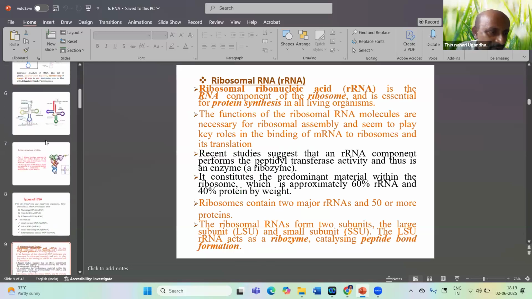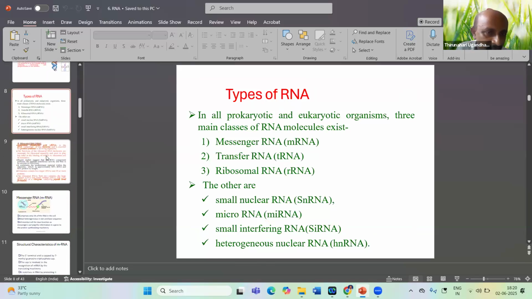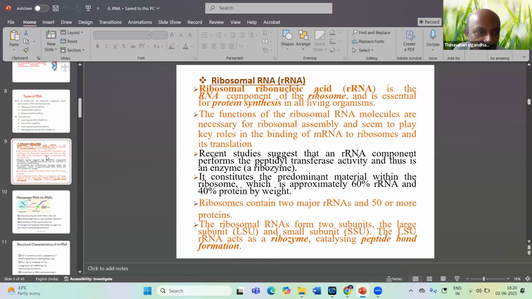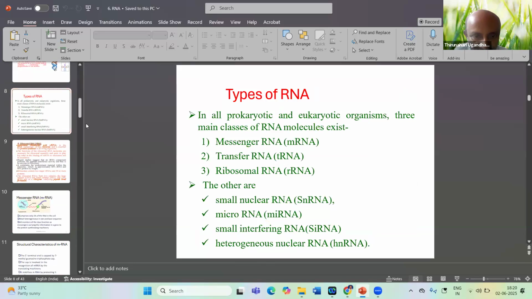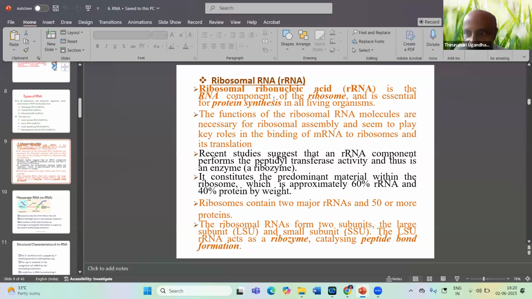First, take ribosomal RNA. Ribosomal RNA is the RNA component of the ribosome and is essential to protein synthesis. Only rRNA, meaning ribosome, means protein synthesis.